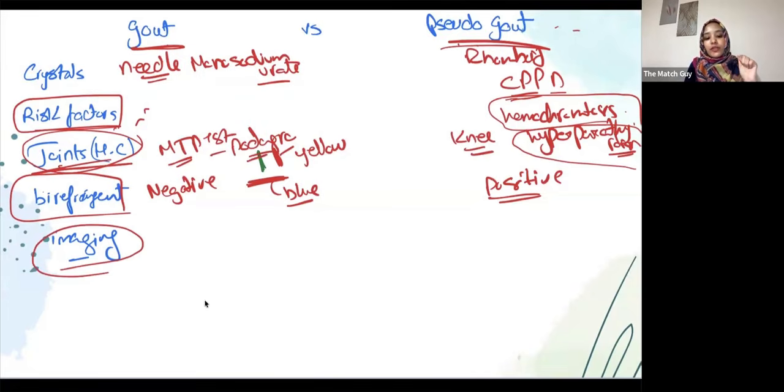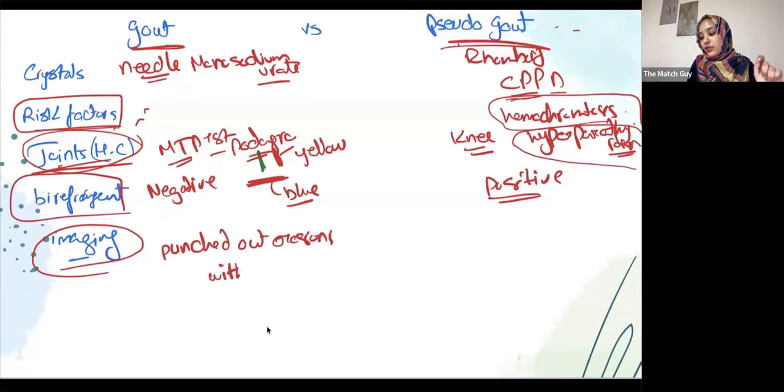For gout, let's start with gout. So tophi are found in soft tissues. They're not found inside of the joint space. No, not pannus. What we would see are erosions with overhanging bones. That's the kind of thing that they like to mention, or punched-out erosions with hanging or overhanging bones.